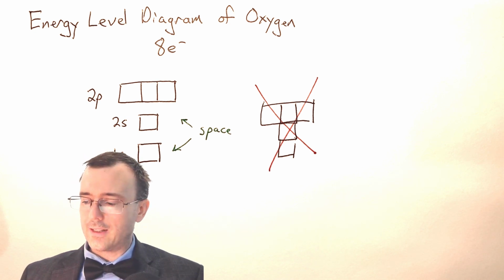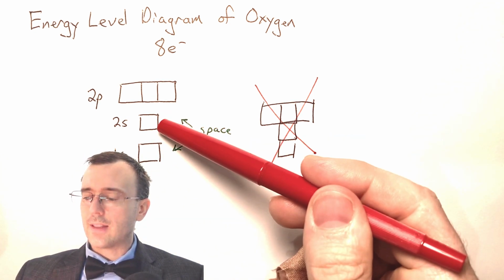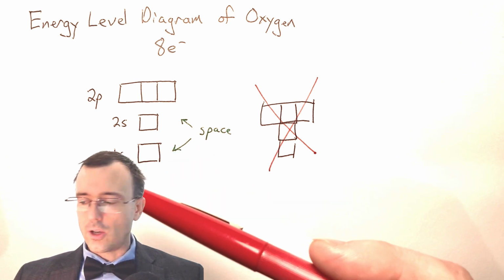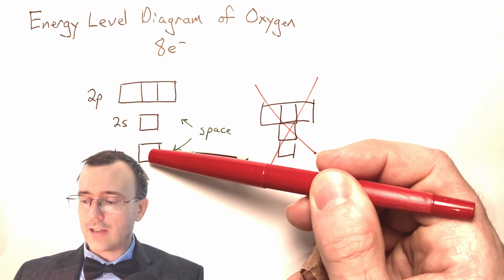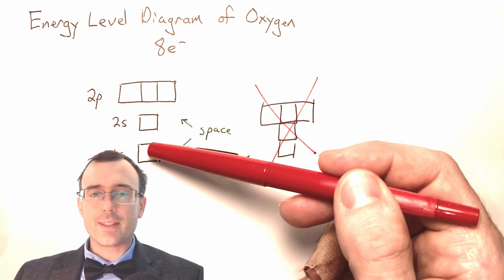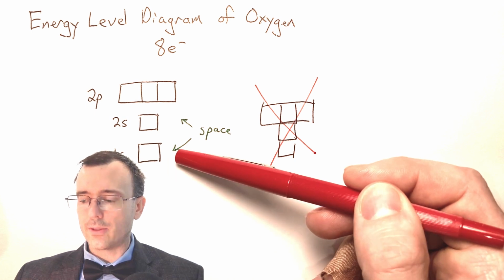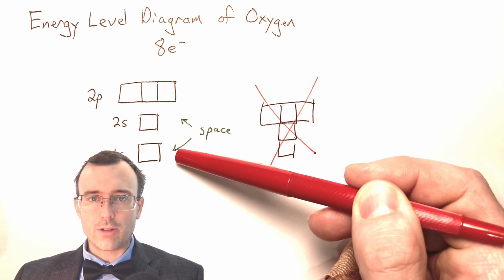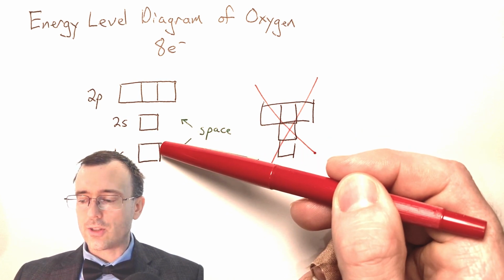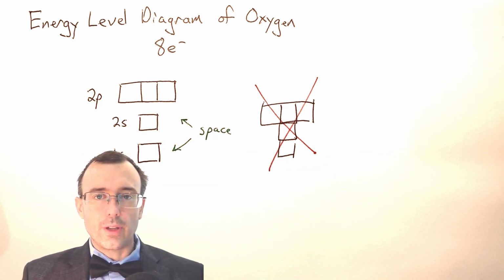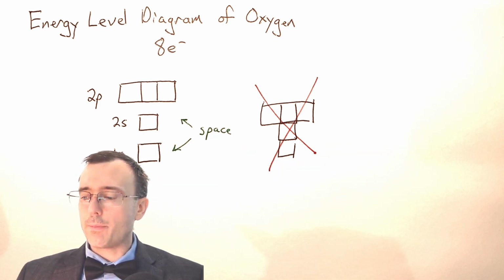The reason for that is that this space tells us that these are different energy levels. They have different energies. So electrons in this energy level don't have the same energy as electrons in this energy level. So these are energy levels. Yes, they're subshells, but they're also energy levels, and they have different energies associated with them, so there should be space between them.